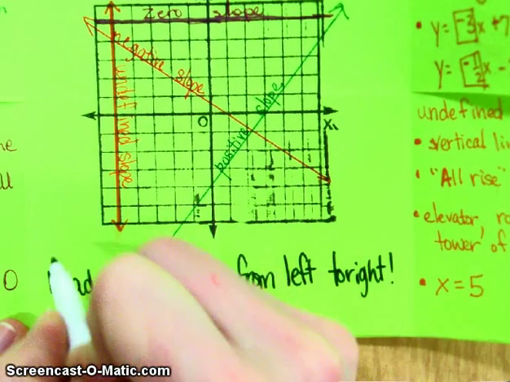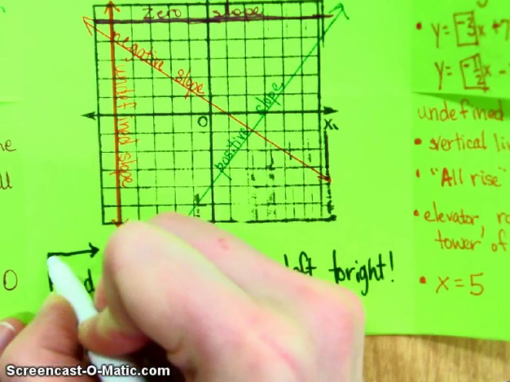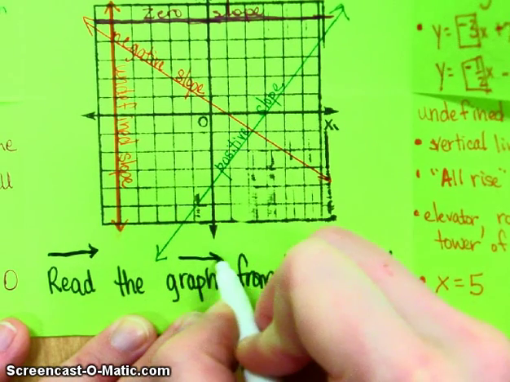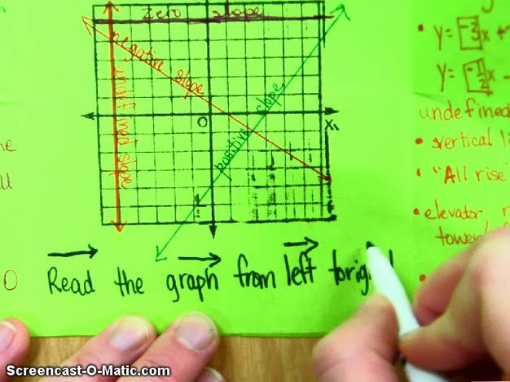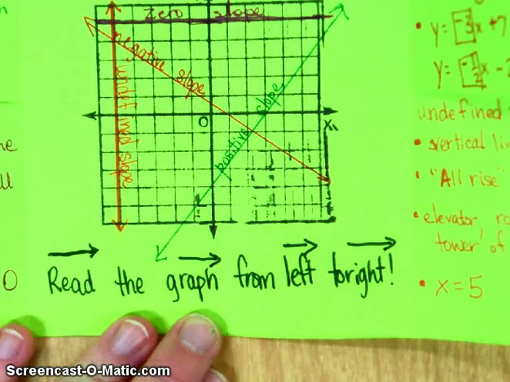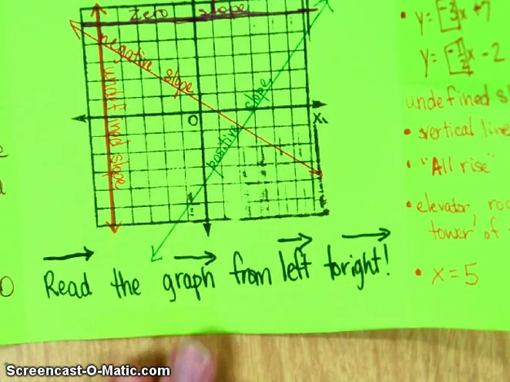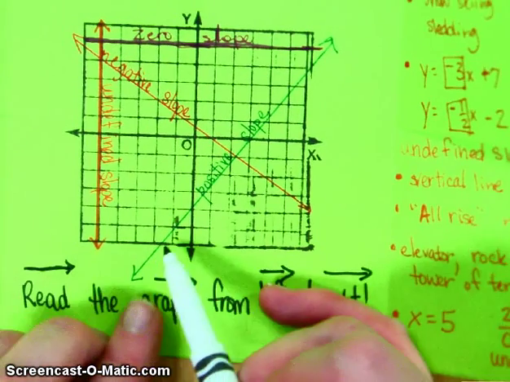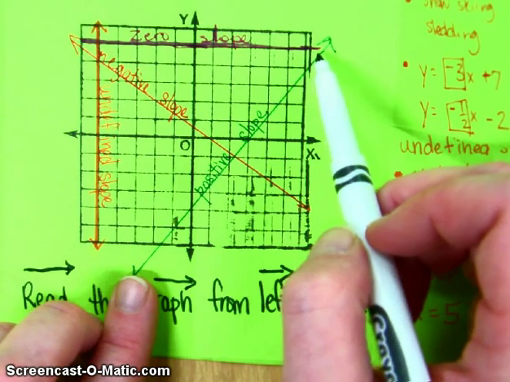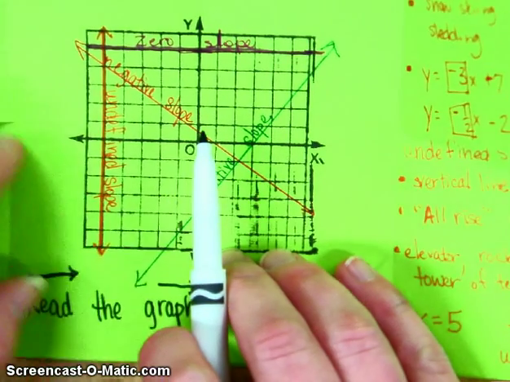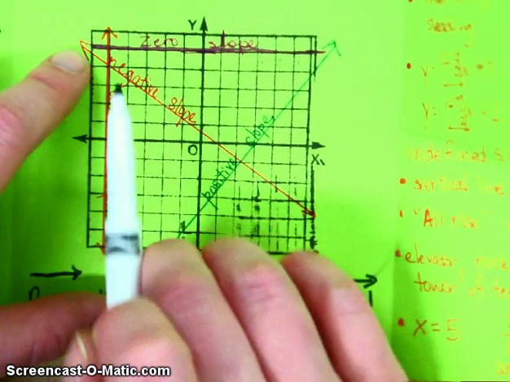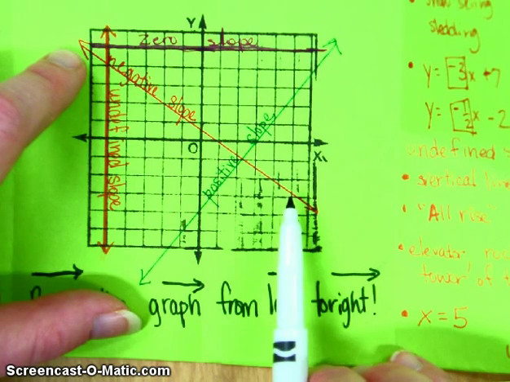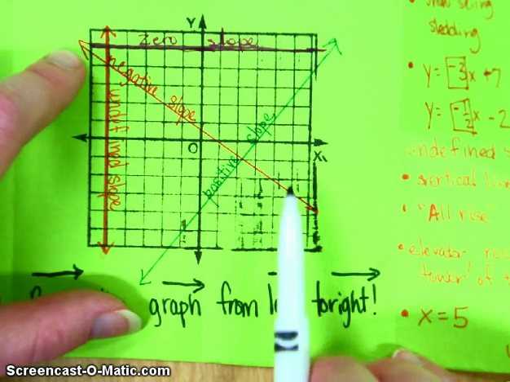Okay, so we're going to go this direction. Same way you read words, from the left to the right. So if it starts down low and increases, goes up, that's a positive slope. If it starts up higher and it goes down to the right, that is a negative slope.